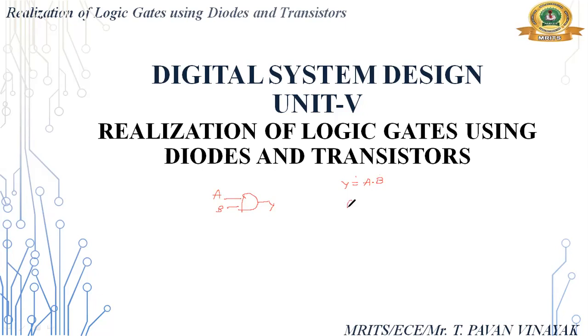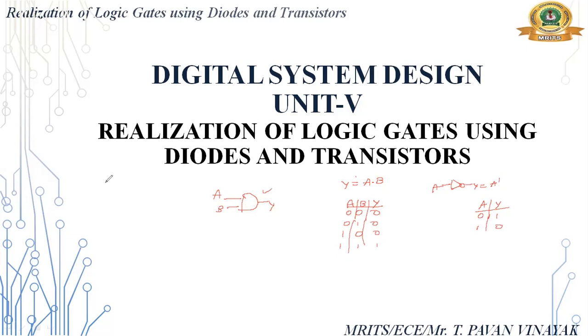So what is the truth table? A, B, Y. 0, 0 gives 0; 0, 1 gives 0; 1, 0 gives 0; 1, 1 gives 1. You all know this is the AND gate. Similarly, the NOT gate performs complement. So Y is equal to A bar. If you give 0, the output is 1. If you give 1, the output is 0.